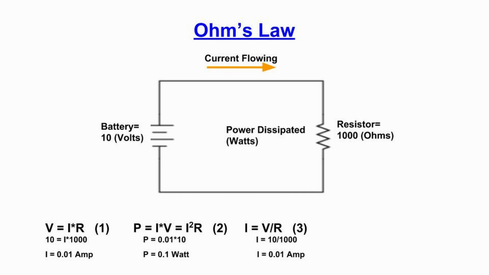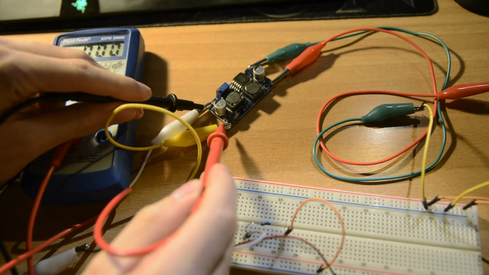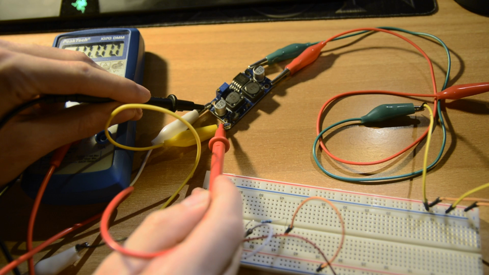Let's do the same circuit on a breadboard in order to see if we achieve the right answers. Here we can see, at first, I am measuring my voltage on my buck boost converter in order to see that my source voltage is 10 volts.